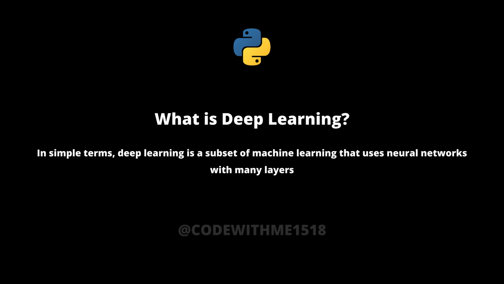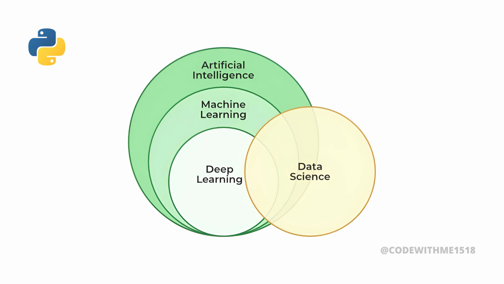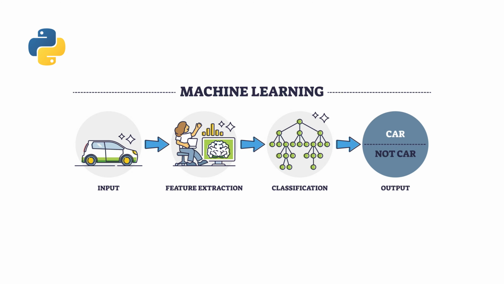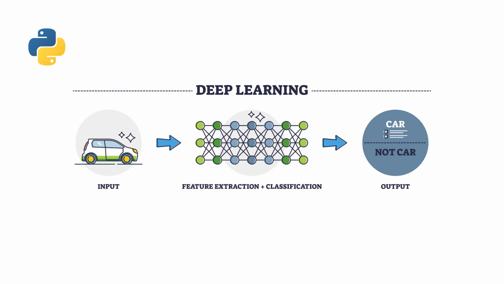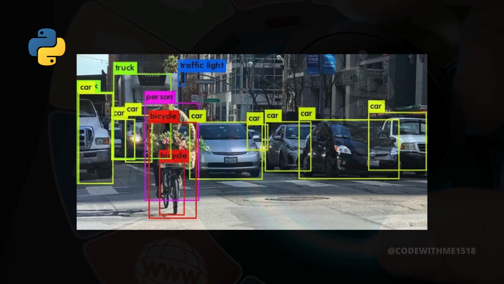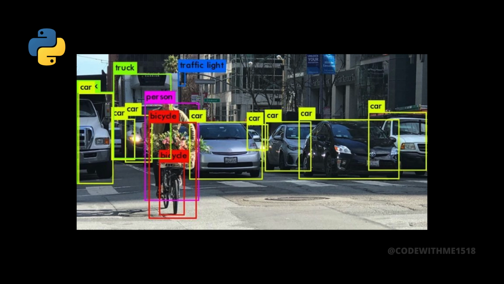So, what exactly is deep learning? In simple terms, deep learning is a subset of machine learning that uses neural networks with many layers, hence the term deep, to model and solve complex problems. Traditional machine learning models rely on manual feature extraction and selection. Deep learning, on the other hand, automatically discovers representations from data, making it incredibly powerful for tasks like image recognition, natural language processing, and more.